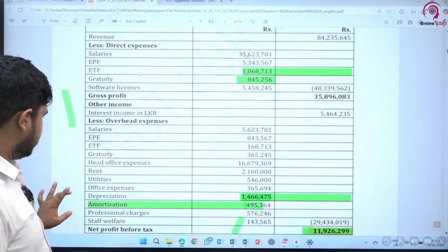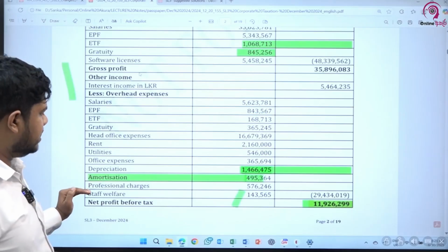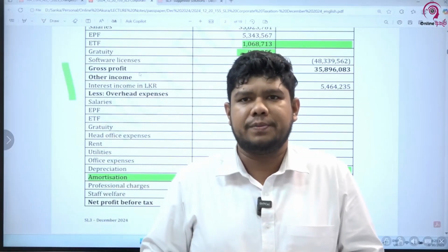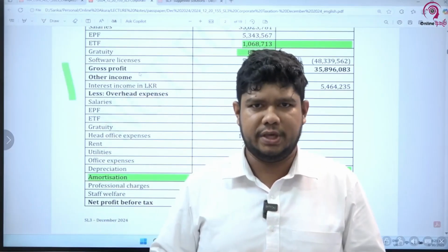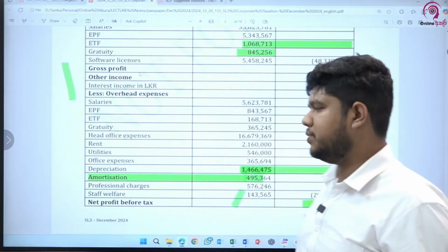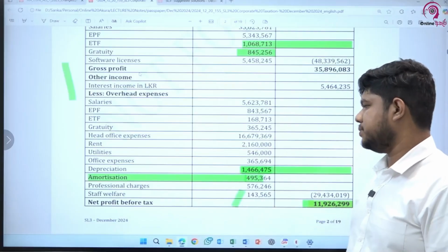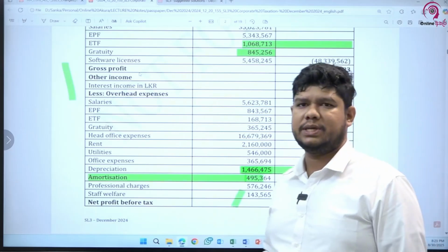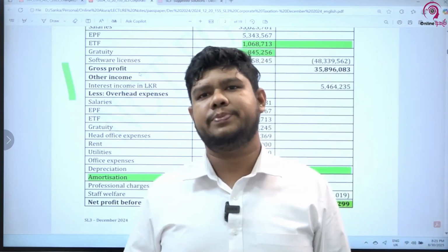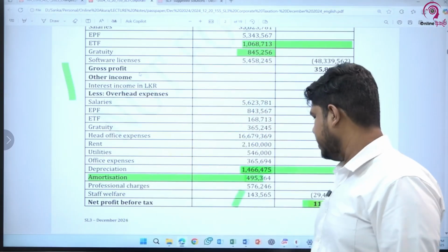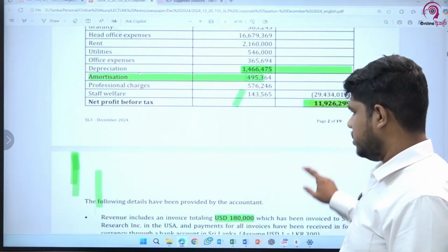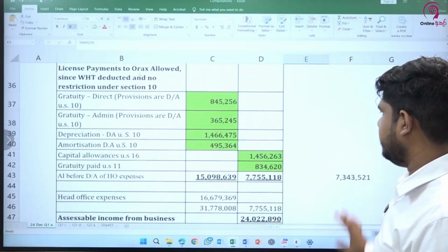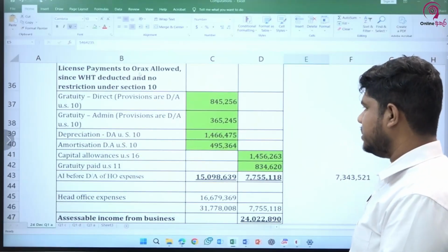No adjustment. Depreciation adjusted. Professional charges. There could be charges by individual professional which is subject to WST under service fee income. However, we assume, as the question says, that all WST has been deducted. Staff welfare, there could be entertainment items, but in this question no note has been given. So we assume it as incurred in production of income, right? So almost all the adjustment has been done. And head office expense, there is an adjustment.